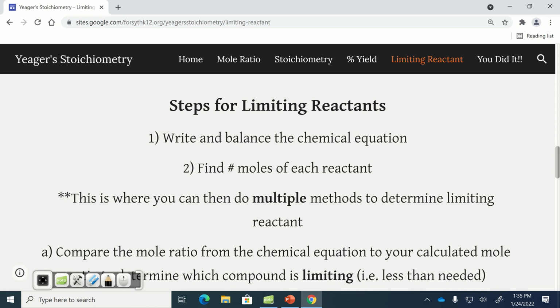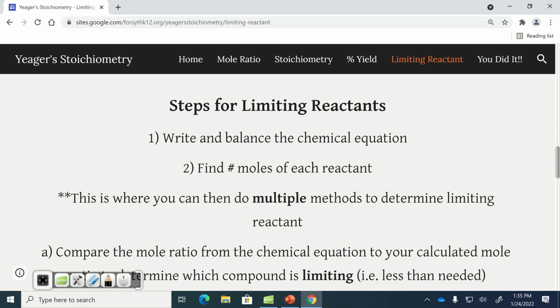So, steps for limiting reactants. You're going to have to, again, write and balance that chemical equation. So, that's kind of standard. Write and balance the chemical equation. Since you will be given two reactant masses, we need to find the moles of each reactant first. All right? So you will be given, like I say, mass of hydrogen and mass of oxygen. We need to convert that into moles.